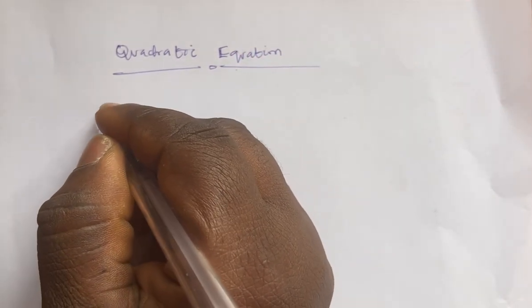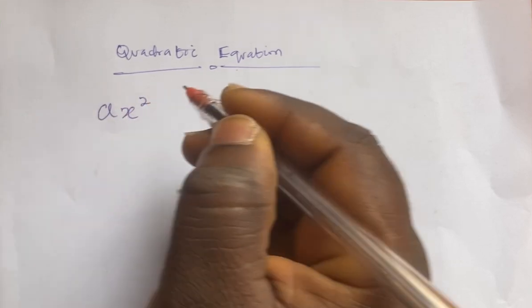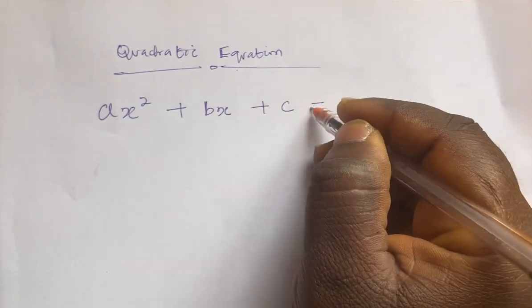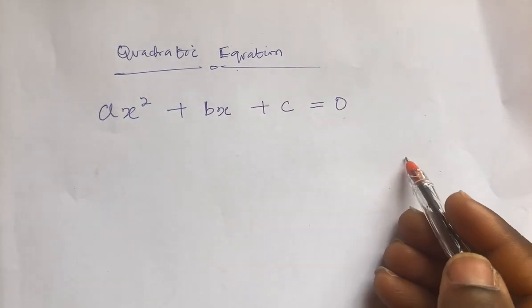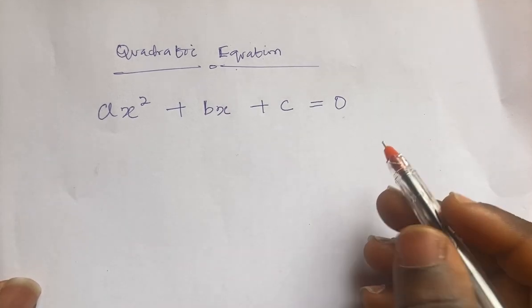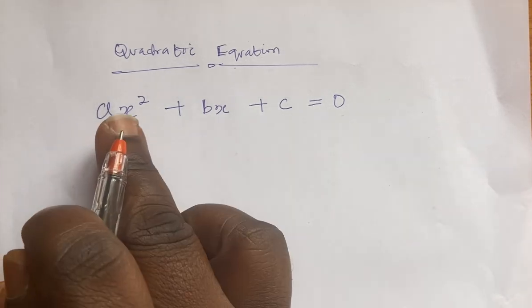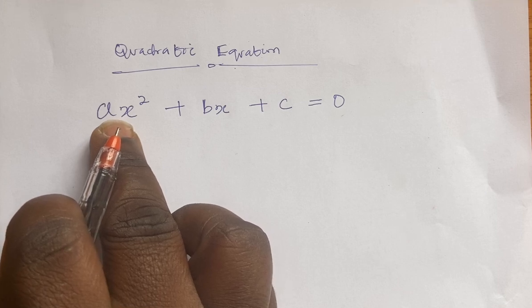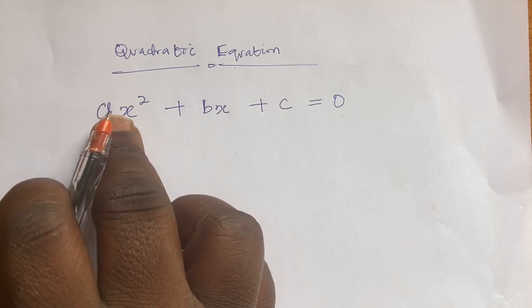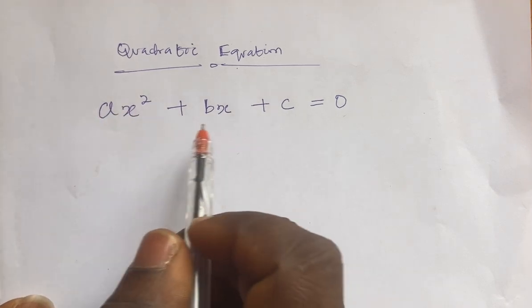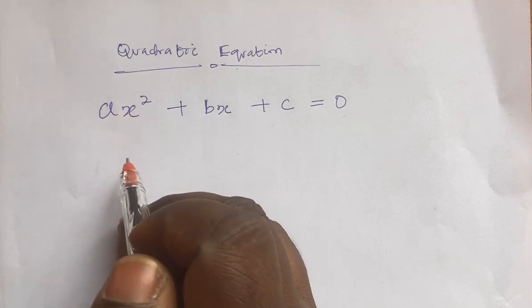Quadratic equation. That's the topic. Any equation of the form ax squared plus bx plus c equals 0 is the form of a quadratic equation. Every quadratic equation is always of this form. It has the highest power of 2, which means the variable carries 2 as the highest power. That's what makes it a quadratic equation.